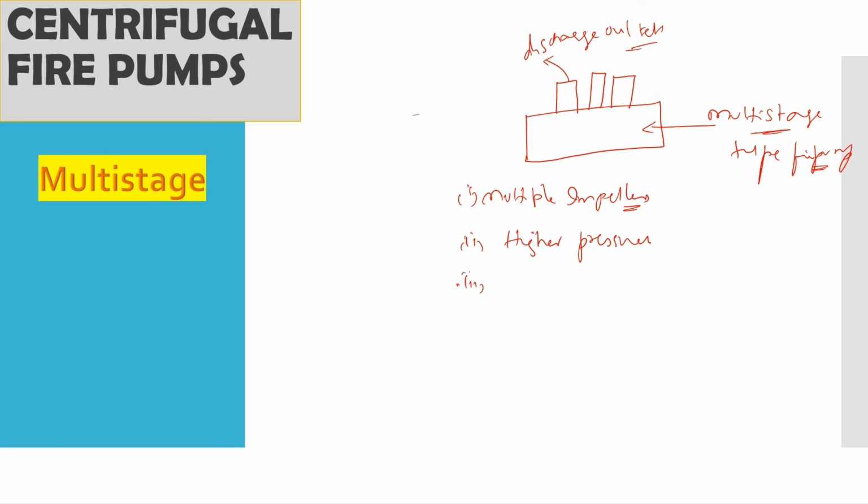Mostly these kinds of fire pumps are used in tall buildings. You have high-rise buildings where high pressure systems are required. At that time, this kind of multi-stage or multi-port fire pump can be used. So I will just try to explain it to you. I'll take a few minutes more. So here you have this multi-port fire pump.